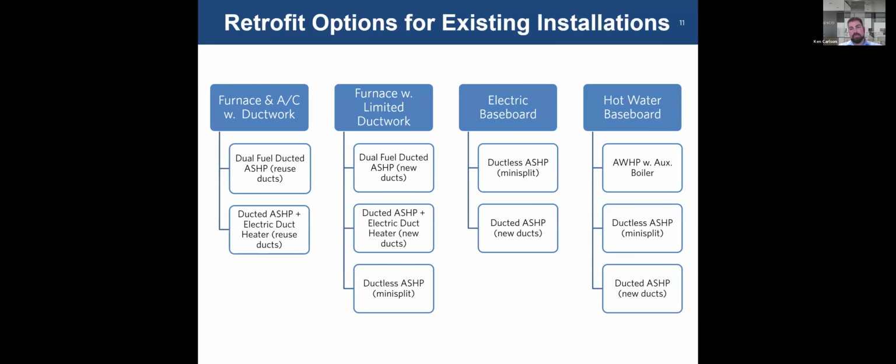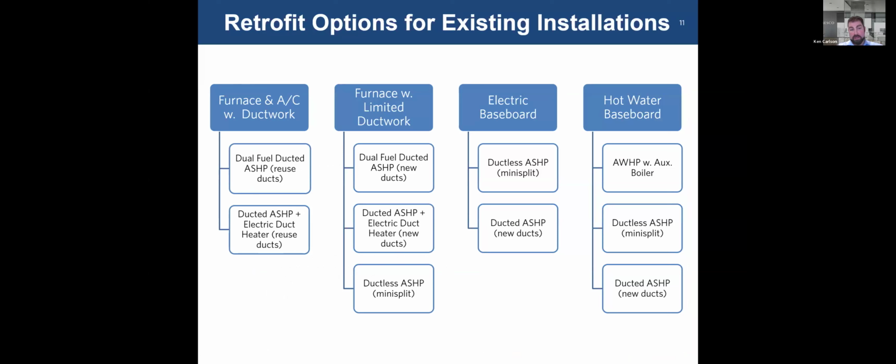So we put together some retrofit options for existing installations. For example, let's say you already have a furnace and air conditioning and ductwork throughout the house, and you wanted to install a heat pump. You've got basically two quick, easy options. There are other options, but these would probably be the two using the existing infrastructure.